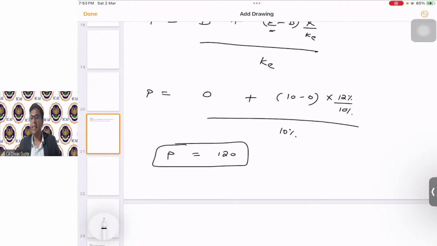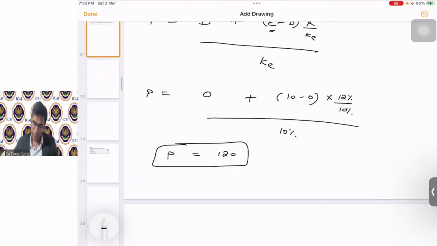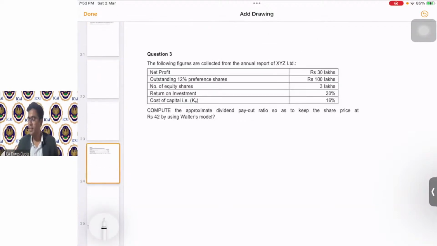Okay, I hope this is clear. Very good. Harmisha, answer is correct. 120. Let's come to question number 3. Question number 3, students. It says that the following figures are collected from the annual report of XYZ Limited. Yes, Shweta, your answer is correct.